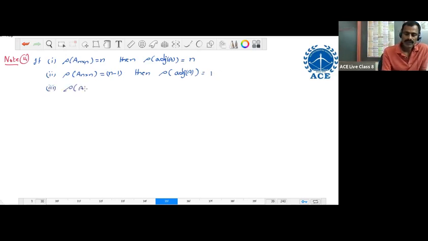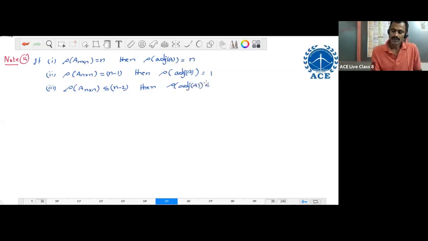If the rank of A, n cross n, is less than or equal to n minus 2, less than or equal to order minus 2 only, then the rank of the adjoint of A is equal to 0. From these three results, if you are given the rank of A, we can tell its adjoint matrix rank according to this standard result.